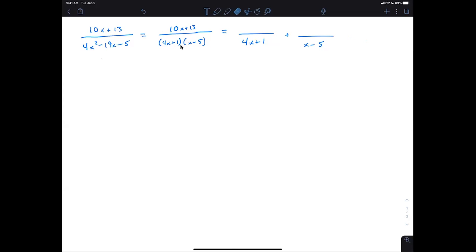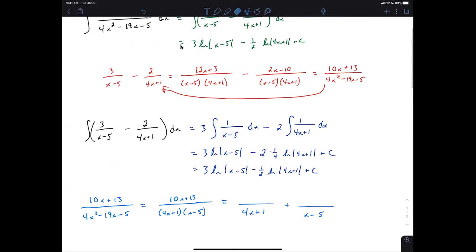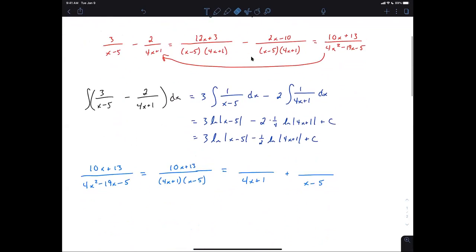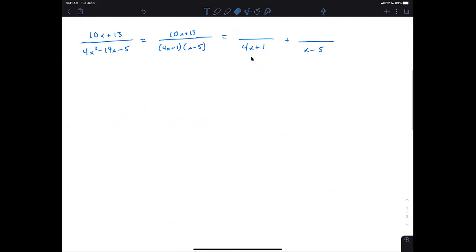Okay, and then the goal is, so I already knew the answer. I knew it was going to be 3 over this one and negative 2 over this one. I want to figure out what goes on top of there. And if you're starting a problem from scratch, we don't know what goes on top of each of those.